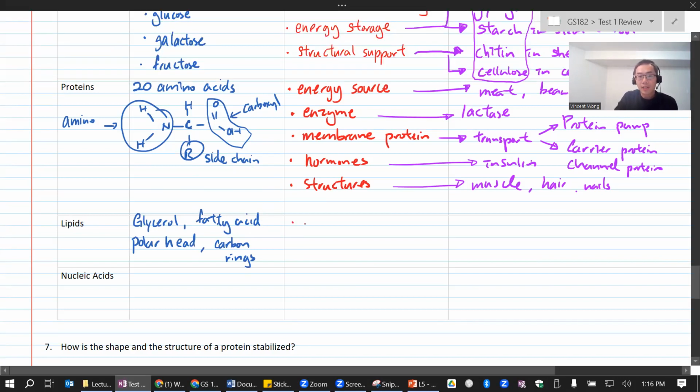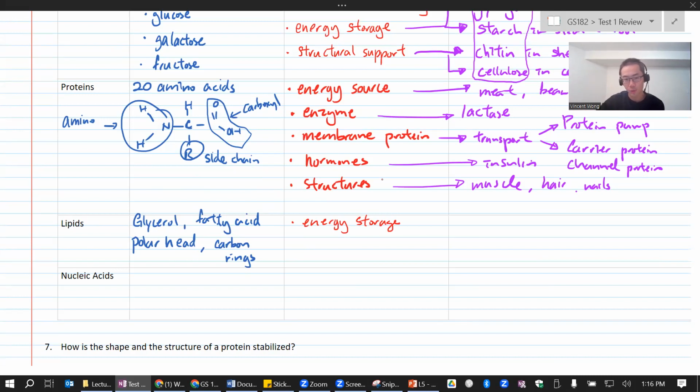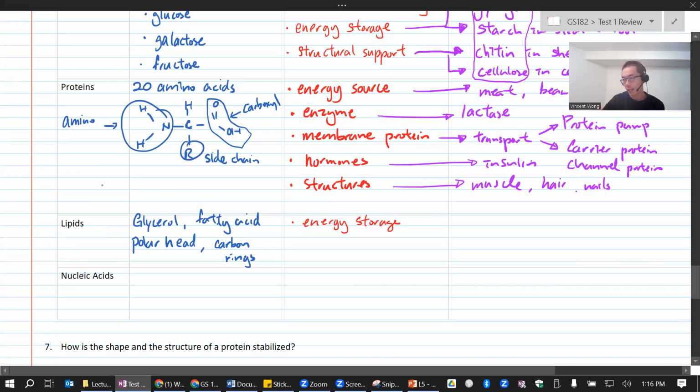Lipids are excellent for long-term energy storage. Glycogen is more for short-term, right? If you skip dinner tonight, you're going to be fine. You're going to burn your glycogen reserve. Lipid is for if you are fasting over a long period of time. We need lipid for insulation and protection.